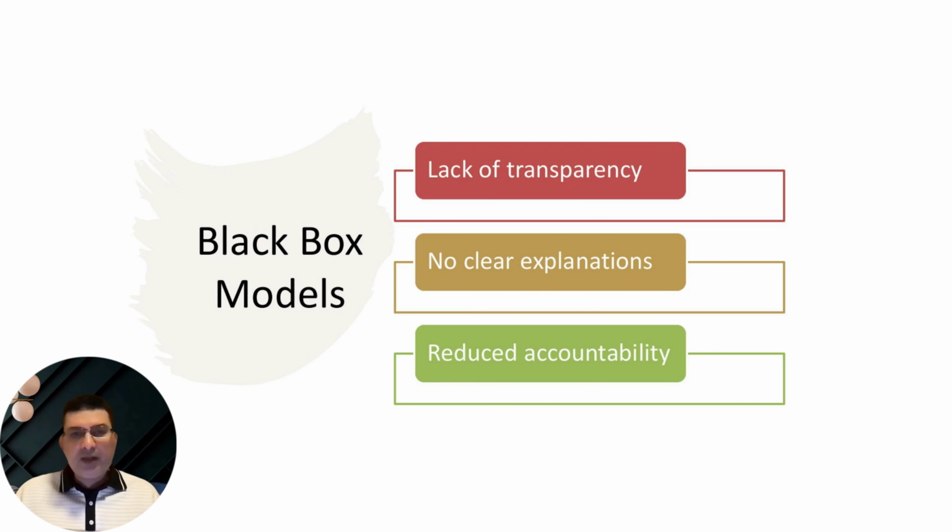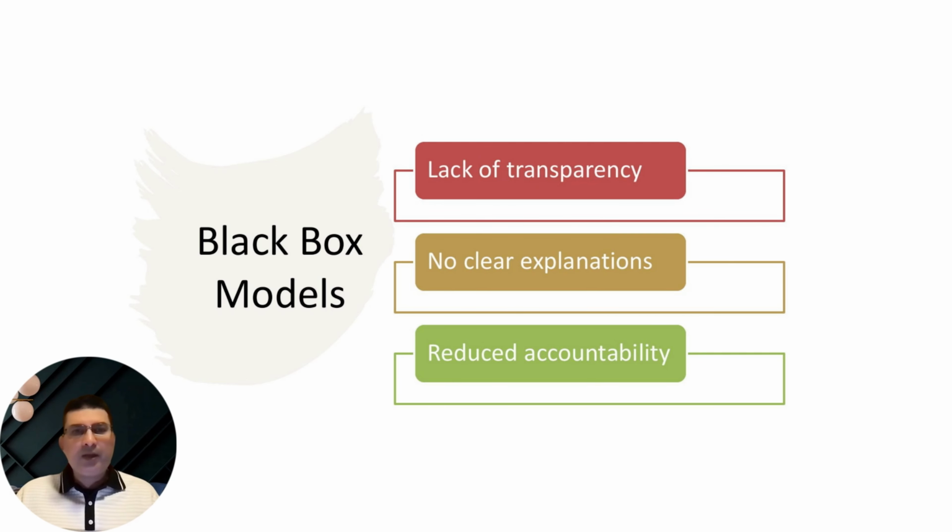Another issue is opacity. Many modern models are black boxes. Deep learning, ensemble methods, complex pipelines. They give predictions, but not explanations. So we cannot answer, why was this person rejected? Why was this patient flagged? Why was this student classified as at risk? This creates ethical problems.